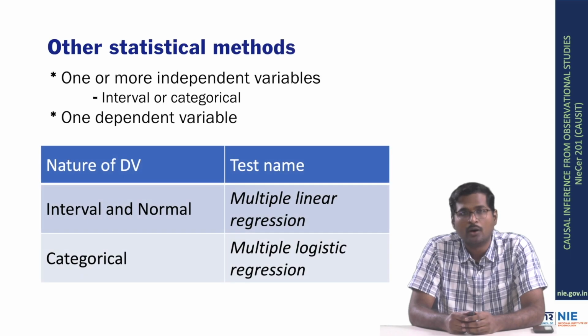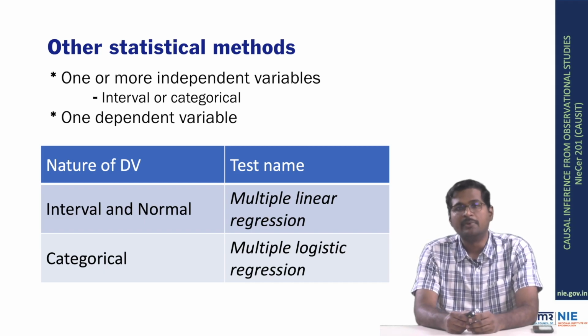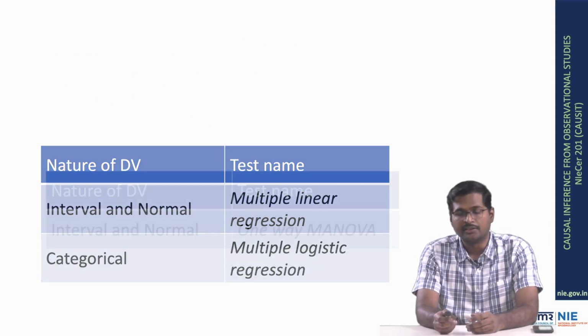If you have one or more independent variables, and if they are either interval or categorical in nature, and if the dependent variable is either interval or normal, which is a continuous variable, you can use multiple linear regression. And if the dependent variable is categorical, you will be using multiple logistic regression.